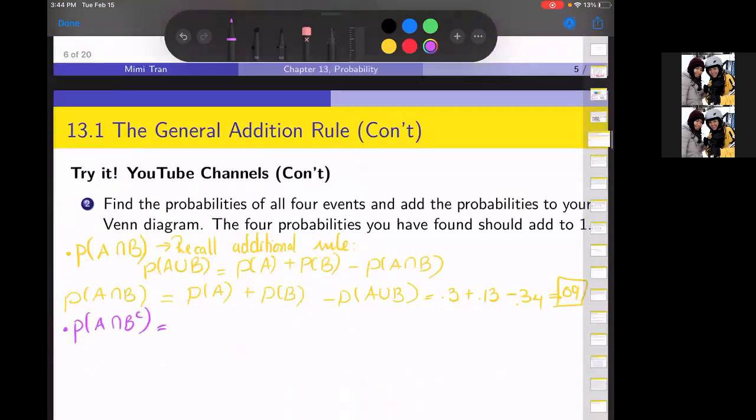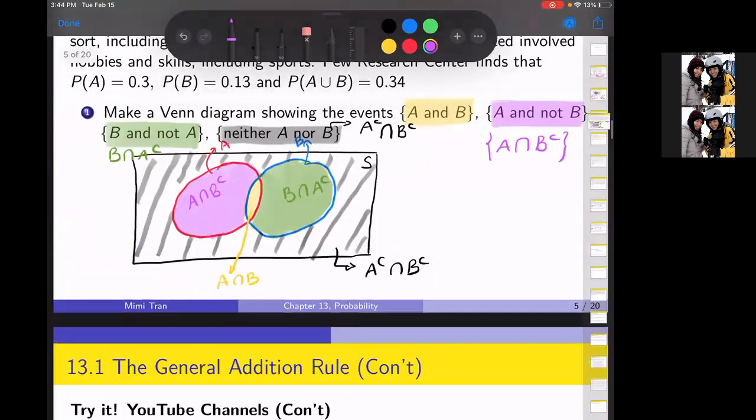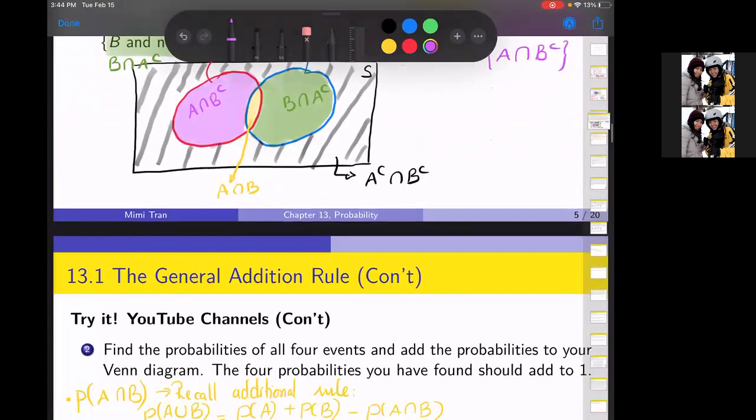So it's gonna be P of A, minus the yellow, which is the intersection of A and B. So P of A and B. P of A is 0.3. P of A and B is 0.09. So 0.21. Okay, you guys do the green part and put it in the chat.